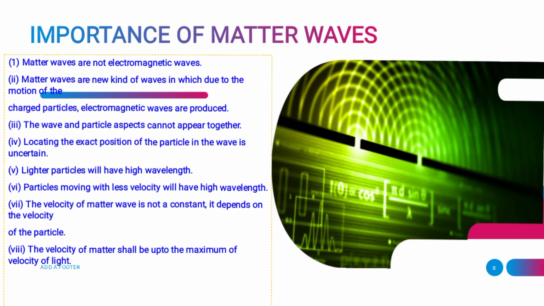The velocity of matter waves is not constant, it is dependent on the velocity of the particle. Only a particle in motion, that is a particle with v not equal to 0, behaves as a matter wave. The velocity of a matter wave shall be up to the maximum of the velocity of light. It depends on the velocity of the particle also.